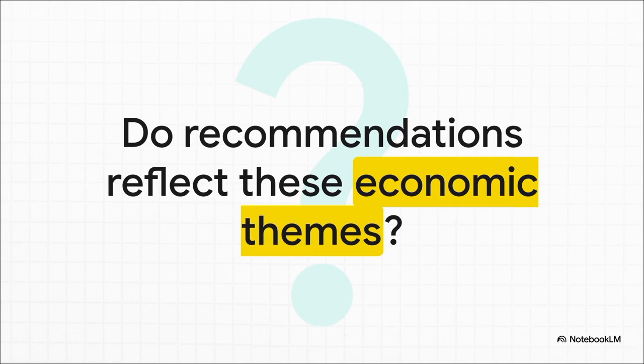So we've mapped out how a single web page creates a complex journey through fear, consumer anxiety, and escapism. But what about you? The next time you're clicking around online, I want you to take a hard look at what's being suggested. Do your own algorithmic recommendations reflect these exact same economic themes, or are they steering you toward completely different anxieties?